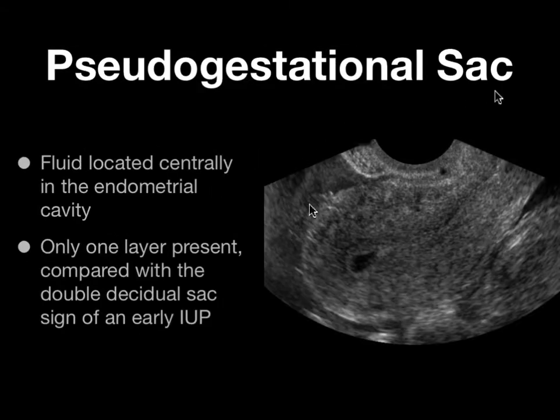Here's a patient with a pseudosac. You can see here's the road, the endometrial stripe, and this is literally in the road here at the end of the cul-de-sac. And this is just a decidual cast from the hormonal reaction from the ectopic pregnancy. So this is going to be located centrally in the endometrial cavity. And in theory, there should only be one layer present. However, there have been cases described where a double decidual sac appearance was present.